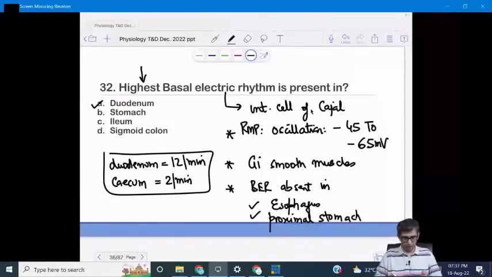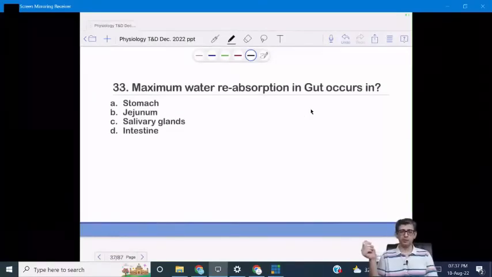Yes, you're right, Karan, Malcolm. I think you guys answered that correctly. Okay, we come to 33. Maximum water reabsorption in the gut occurs in which of the following areas?